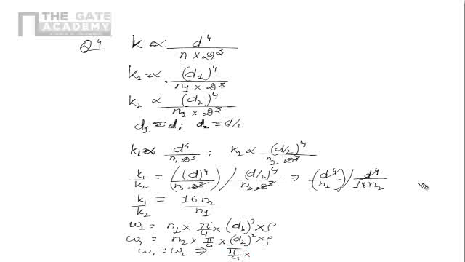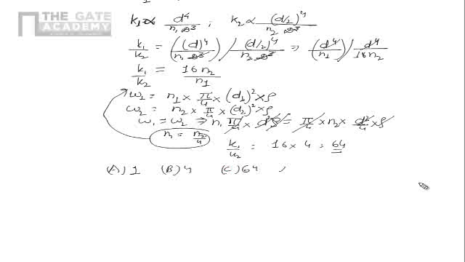Pi by 4 into N1 into D square into rho is equal to pi by 4 into N2 into D2, which is D by 2. So this becomes D square by 4 into rho. Now from this, pi by 4 gets cancelled out, D square and rho also get cancelled out. So we know that N1 is equal to N2 by 4. This is the relationship we know.